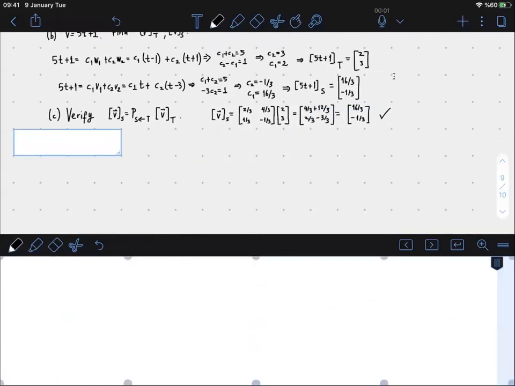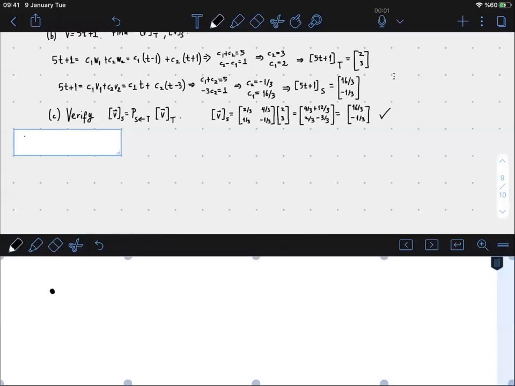There are some cool features of this transition matrix. One of them is, suppose that you know the transition matrix from T to S, and you want to find the transition matrix from S to T. Is there an easier way of doing this, or you have to do it from scratch? There's an easier way of doing this. Not always easier, but there's another way of doing this.